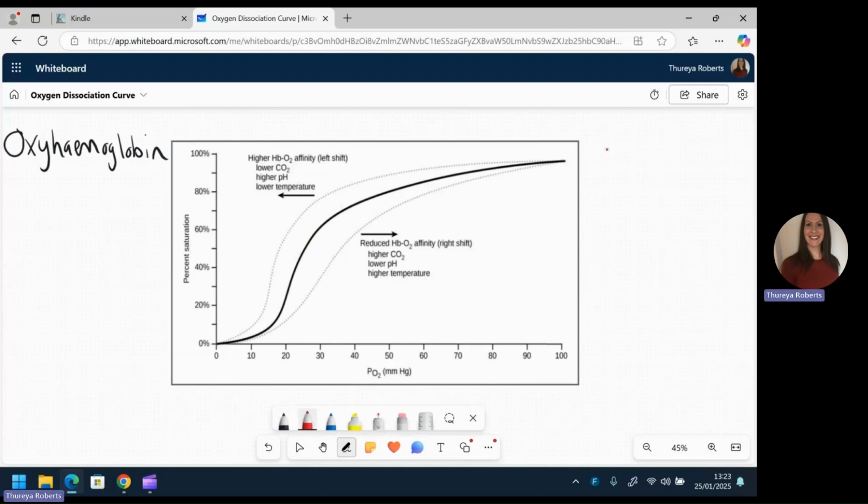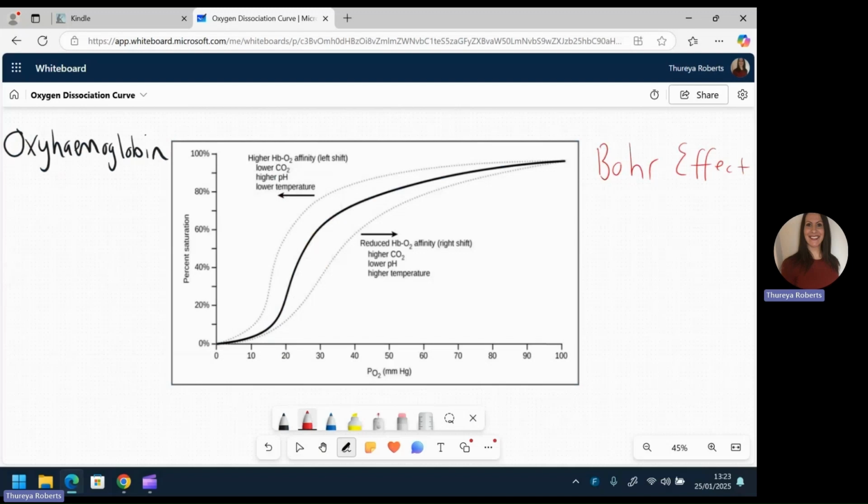Now we're going to talk about the Bohr effect. It's spelled B-O-H-R, the Bohr effect. It's named after a scientist who discovered that in high carbon dioxide conditions or low pH levels, which would be an acidic environment, it causes haemoglobin to release oxygen more readily. And this causes the graph to shift to the right.